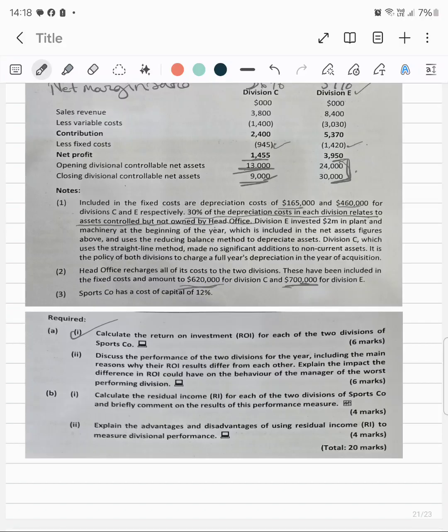Division E's assets have gone up partly because it made a substantial addition to plant and machinery. This means that as well as increasing the average assets figure, the addition will have been depreciated during the year, thus leading to lower profits. This may potentially have led to a large impact on the profit since Division E uses the reducing balance method of depreciation, meaning more depreciation is being charged.